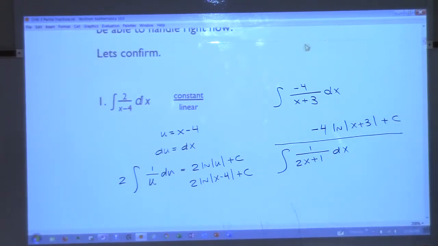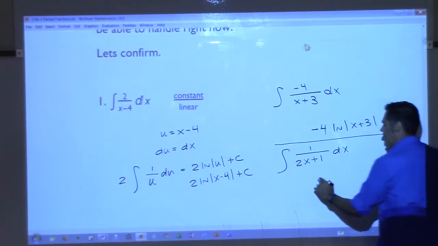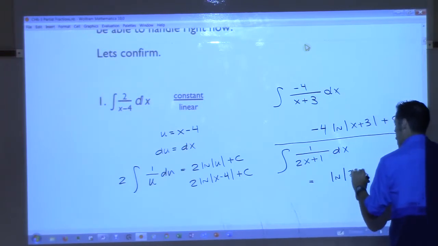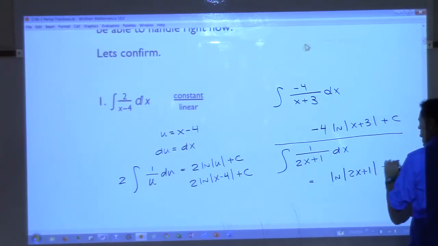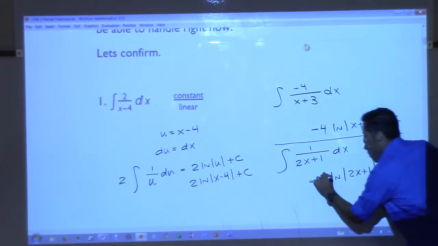Constant over linear? Okay. What's different though? See the 2 down here in front of the x? That makes a difference, doesn't it? So right now, if you were to just say the answer to this is natural log of 2x plus 1, this would be incorrect, right? Because when you take the derivative of this, you have to take the derivative of the inside at some point, which would spit a 2 out. And you don't have a 2, right? So what would you need? A 1/2 out in front of this.